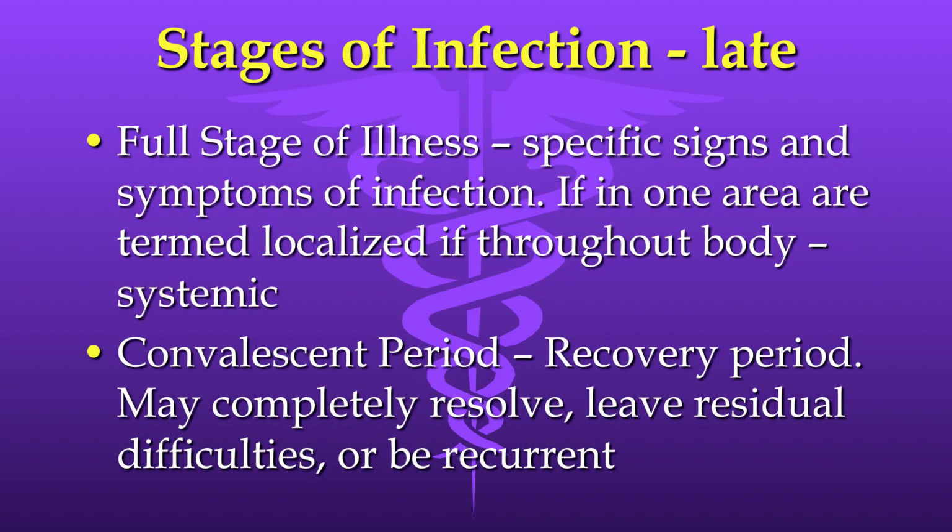Later stages of infection, the next one is the full stage of illness. This is when you know that you're sick. All the signs and symptoms are full blown. If it's in one area, it's called a localized infection. If it's kind of throughout the body, it's called systemic. But this is when you and everybody around you knows that you're sick.